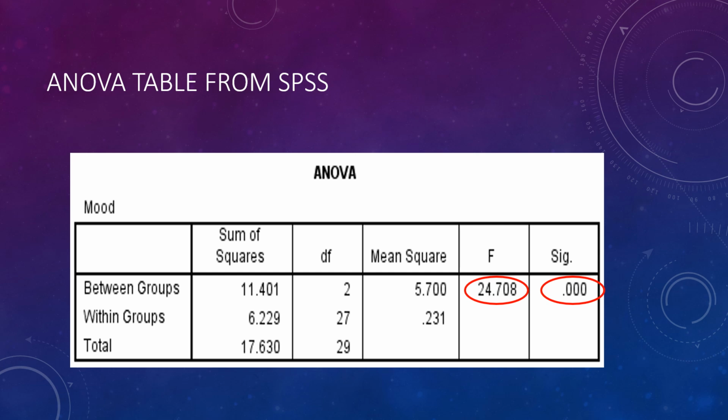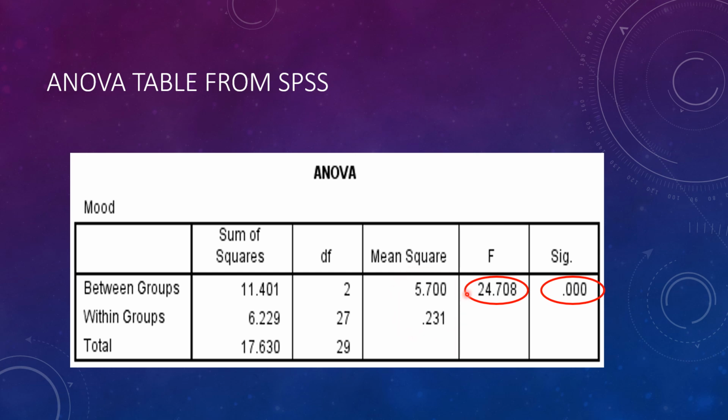Okay, but let's go through this table. I want to show you a few things in terms of interpretation. So what do we want? What we want is our calculated value of F, or our F ratio. Now to get this, I need to create my fraction, and that's going to be my mean square between groups divided by my mean square within groups. And you can check the math on this. If I divide the mean square within groups, which is 0.231, into the mean square between groups, which is 5.7, I'm going to get a value of 24.7.